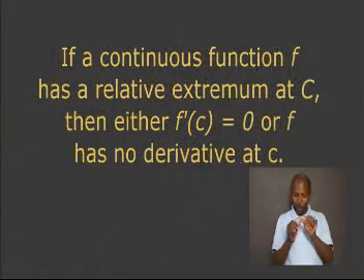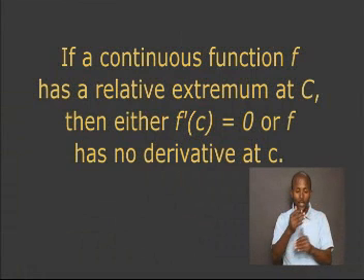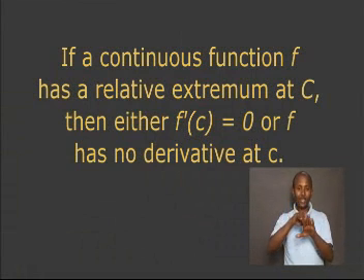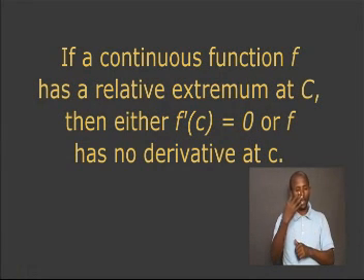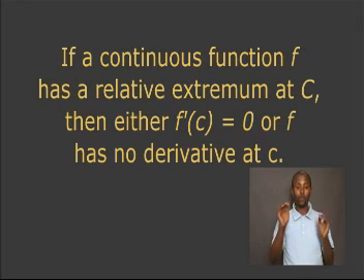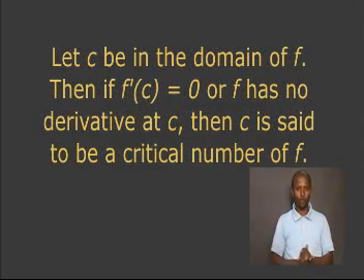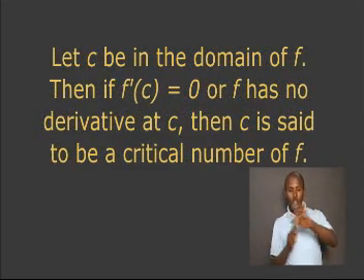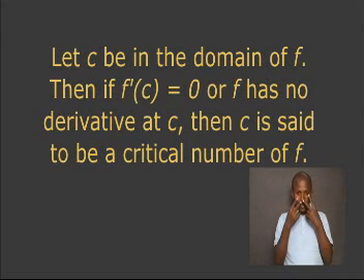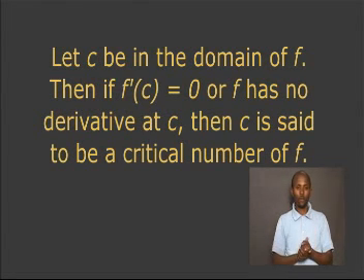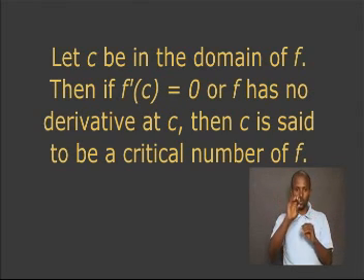If a continuous function f has a relative extremum at c, then either f prime of c equals 0 or f has no derivative at c. The converse holds true as well. Let c be in the domain of f. Then if f prime of c equals 0 or f has no derivative at c, then c is said to be a critical number of f.